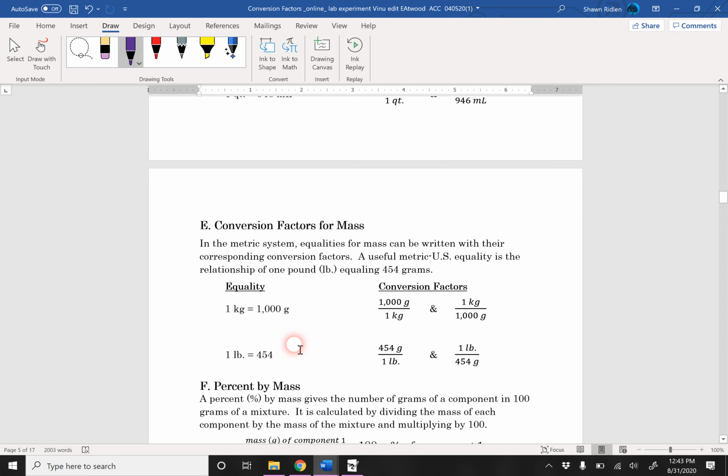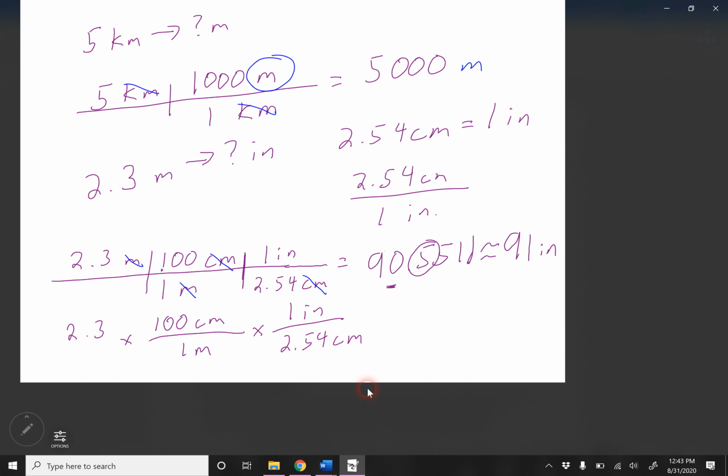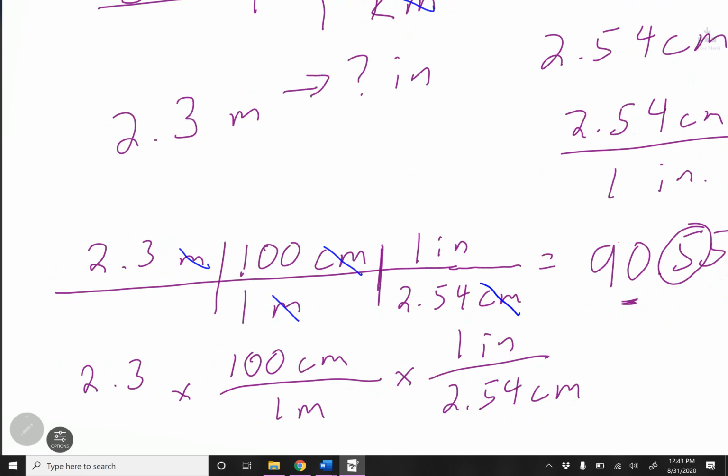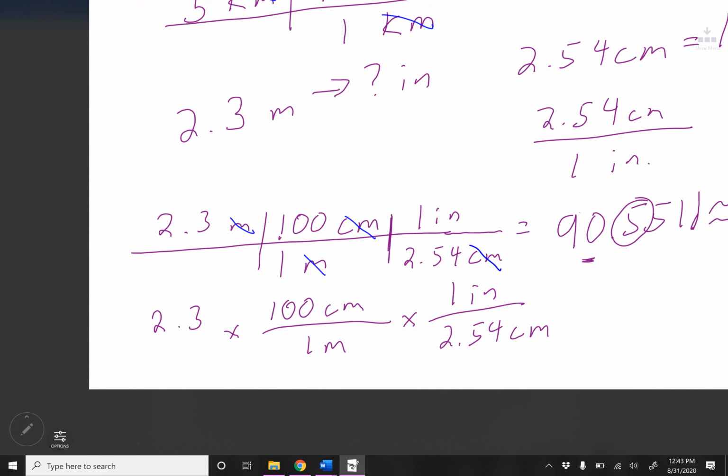But what you'll see going through this is they all work exactly the same. The only thing changing there is your unit. So whether you're dealing with a unit of volume, a unit of mass, a unit of length, it's all the same.